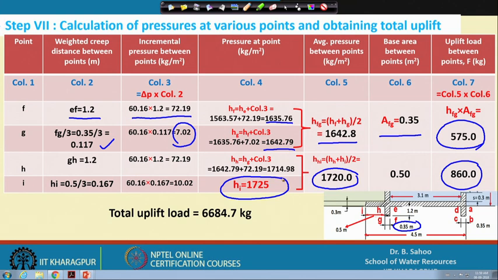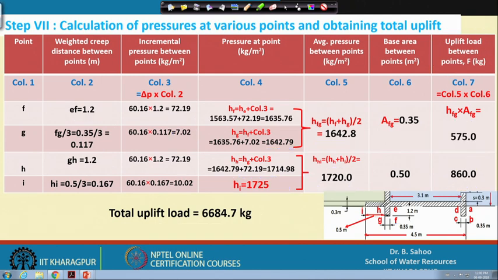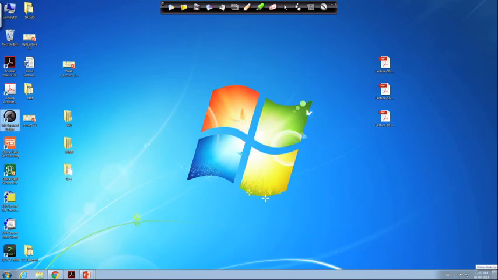So, total uplift load will be summation of all these values. That is coming as 6684.7 kg. By knowing the pressure at different points, we can develop our pressure diagram, because that is the second bit of the question. So, we can develop our pressure diagram.